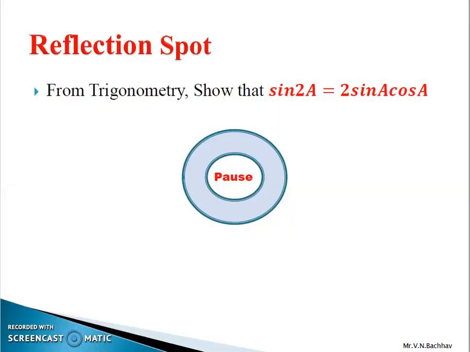Now, pause the video and try to simplify this example by using your previous knowledge of compound angle formulas. From trigonometry, show that sin 2A is equal to 2 times sin A cos A. If you complete your answer, play the video and check your answer.